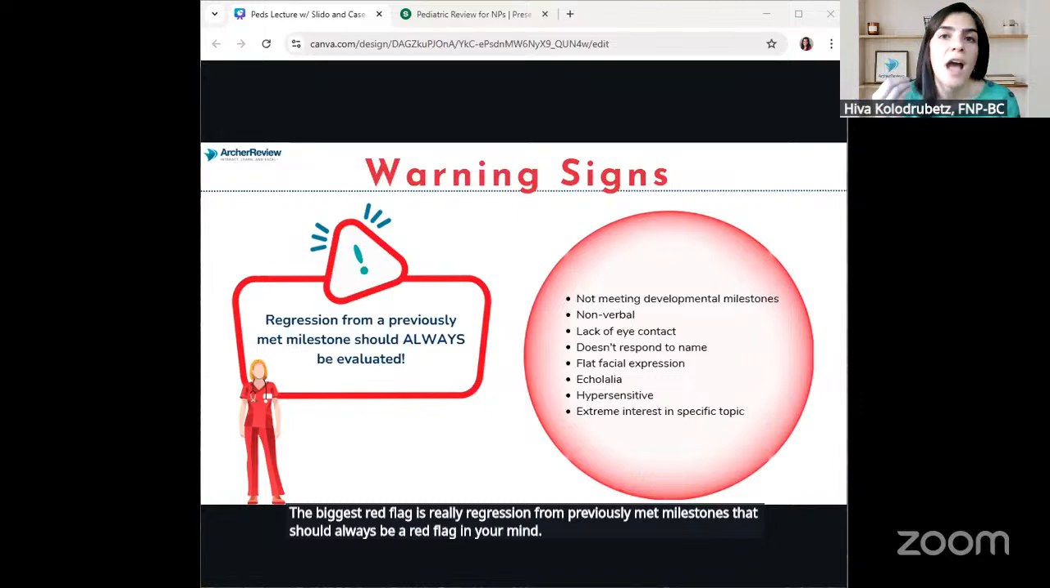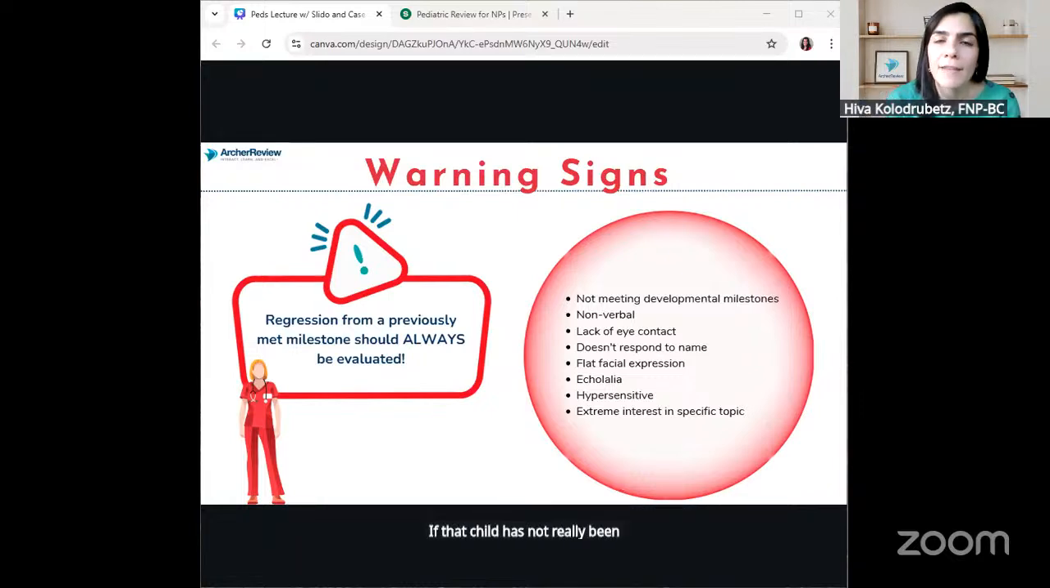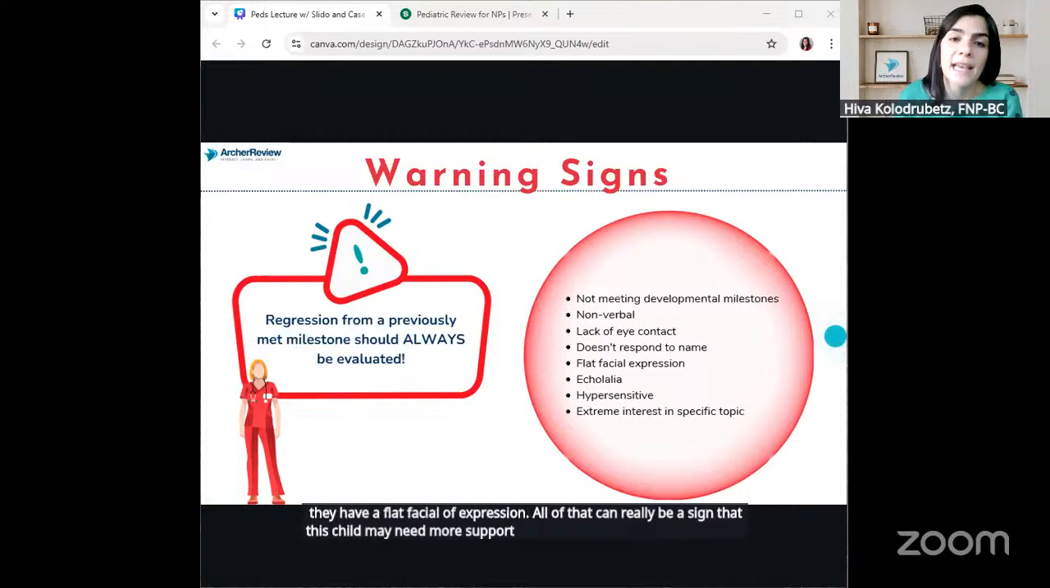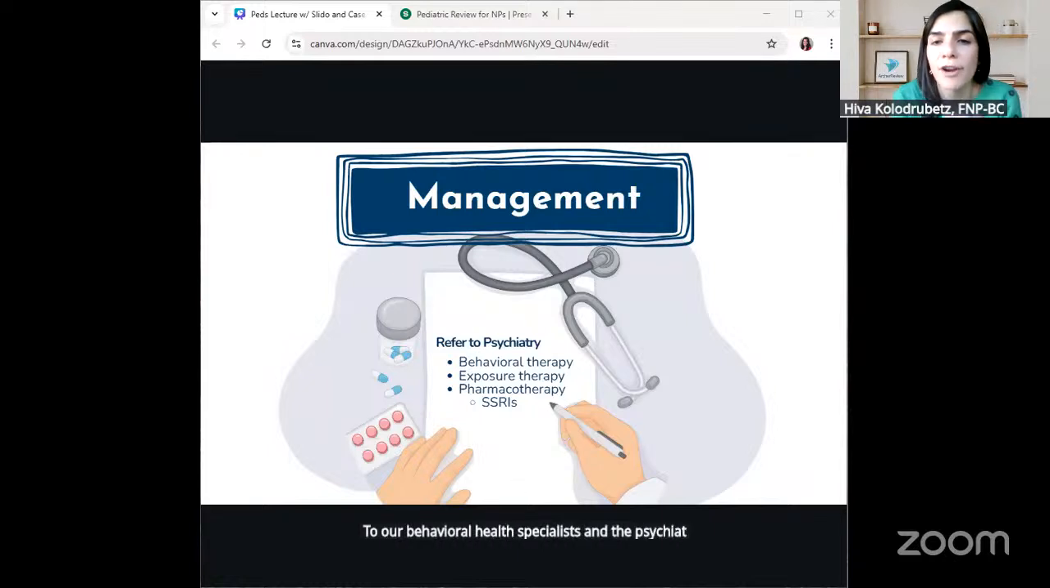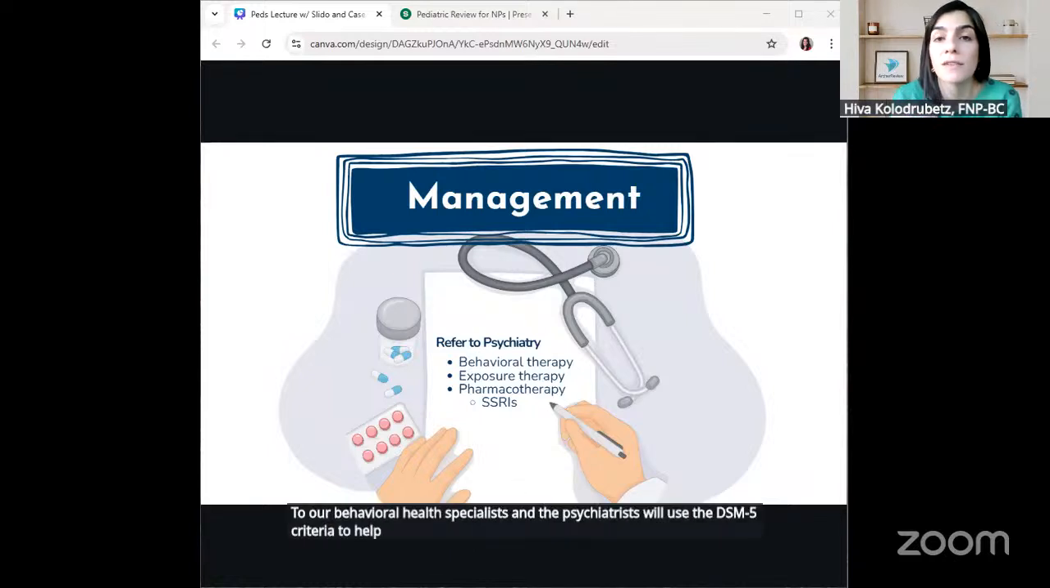If that child has not really been verbal, they're not meeting those social emotional skills or milestones in those screening tools, if they're lacking the eye contact, they're not really responding to their name, they have a flat facial expression, all of that can really be a sign that this child may need more support. And we're going to go ahead and send them over to our behavioral health specialist, and a psychiatrist will use the DSM-5 criteria to help make the diagnosis and also put out an appropriate plan of therapy. That might be behavioral therapy, exposure therapy, pharmacotherapy, or some combination thereof.